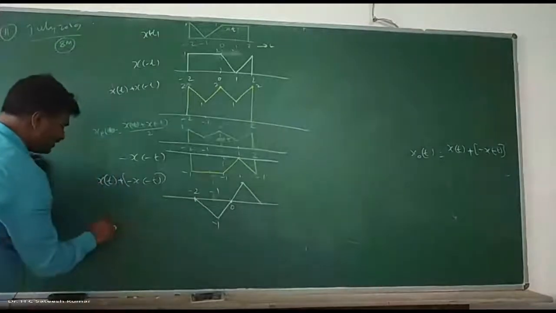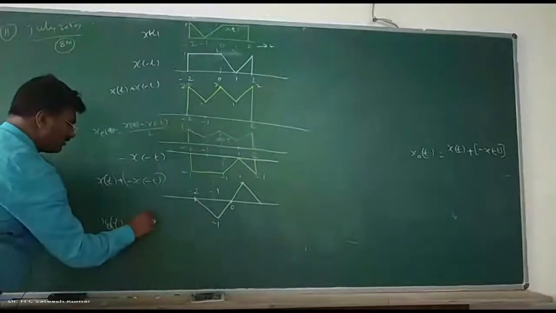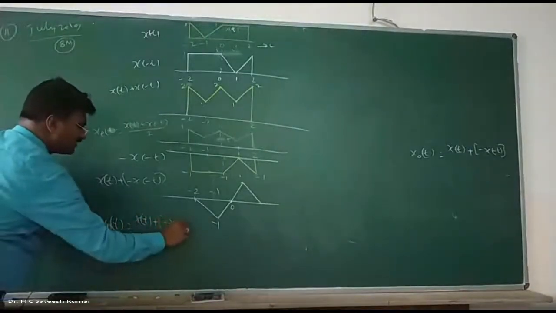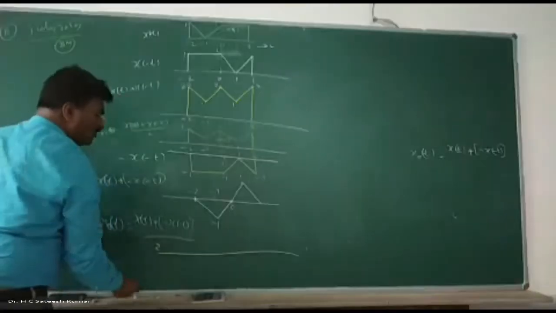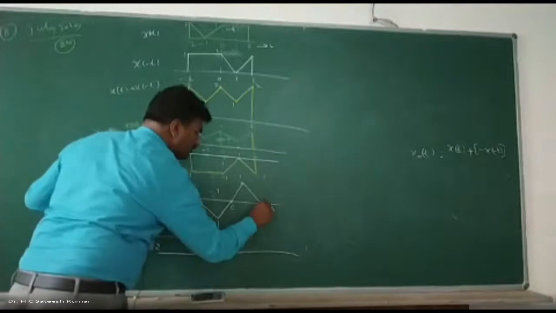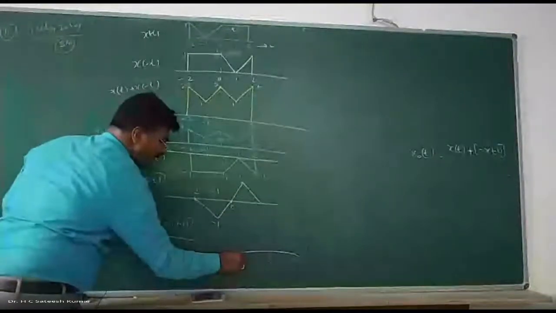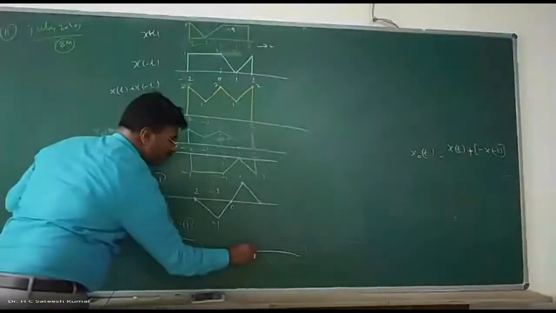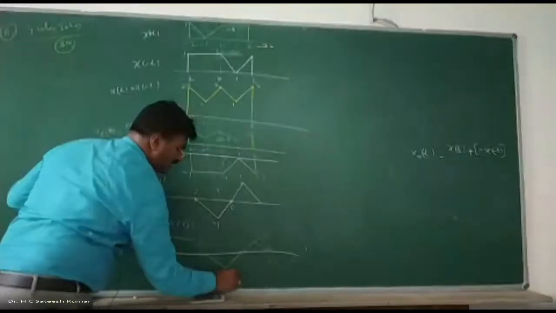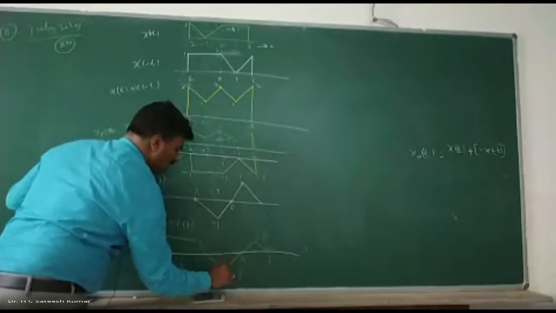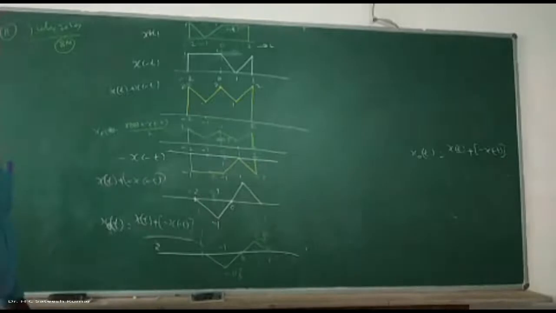And xo of t is equal to x of t minus x of minus t, divided by 2. Divided by 2 means the same thing will be there, only the amplitude is decreased. So this is 0.5, this is minus 0.5, this is 0, and minus 1, minus 2, 1, 2. So that's it, and verify the answer.